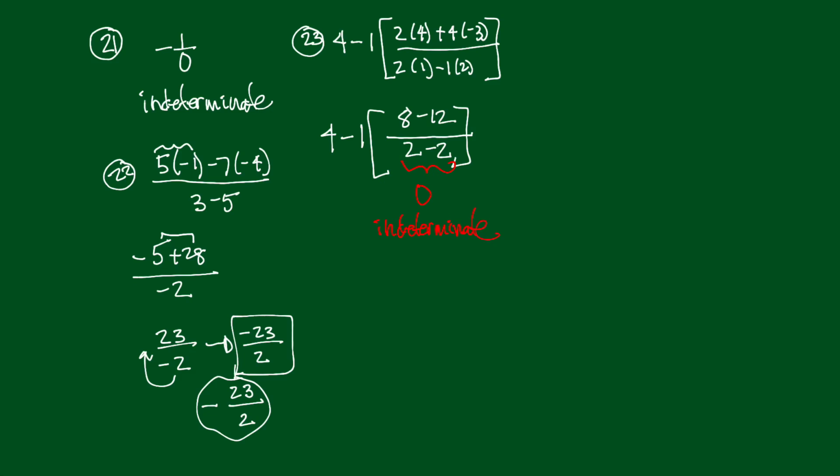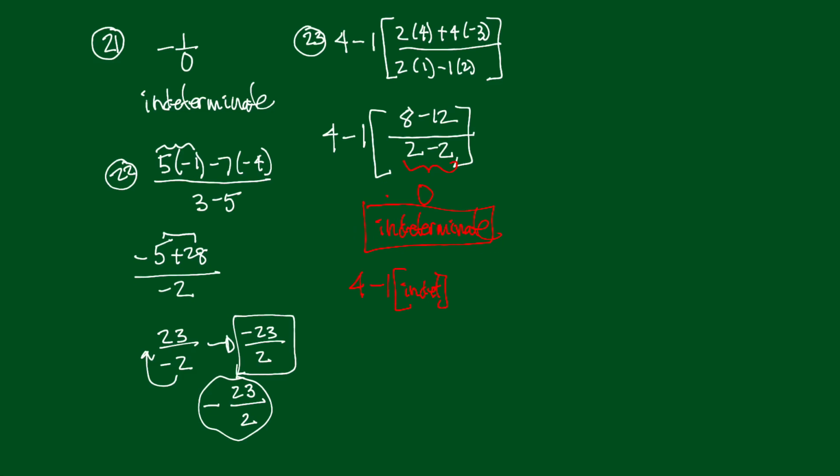I don't need to go any further. This number is indeterminate. Even though I get 4 minus 1 times something that's indeterminate, you don't know what number it is. You can't multiply it by 1 and subtract and deal with the 4. You just get indeterminate for the whole thing.